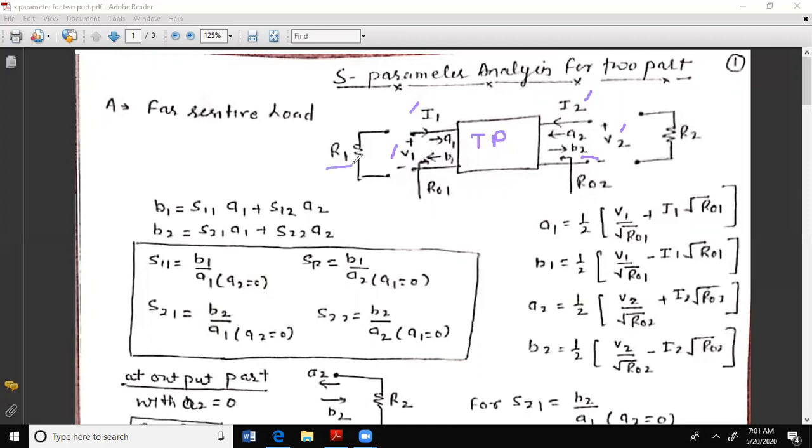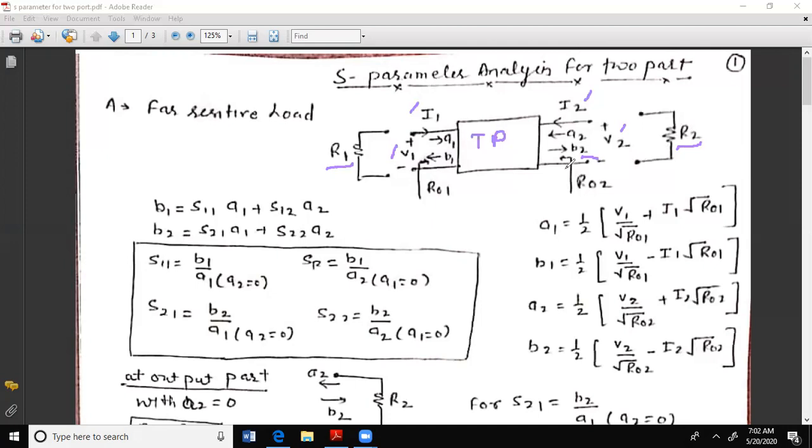Here we have taken two impedances. The input port is terminated with impedance R1. What is the significance of termination? Termination means if the input port impedance is equivalent to R1, it is the case of perfect matching and there is no reflection from the input port. Same here, the output port is terminated with impedance R2. If the impedance looking from the output port is equivalent to R2, then it is perfect matching of the output port and no reflection from the output port.